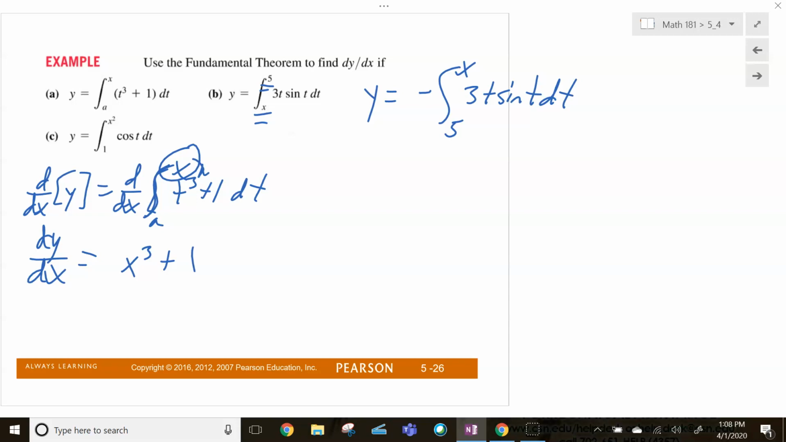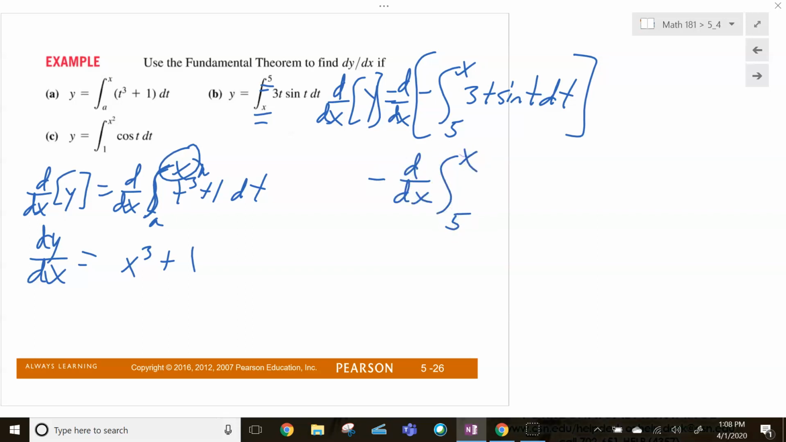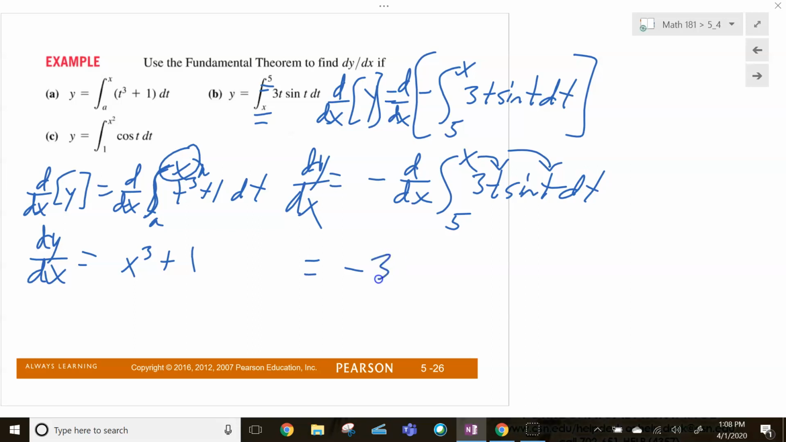Now we take the derivative with respect to x on both sides, so d dx. And you can put that negative out front too, so you've got d dx inside, of 3t sine t dt. So dy dx ends up being, now the x goes in anywhere there's a t, because they undo each other, the derivative and integral undo each other. You've got negative 3, oops, that's an x now, sine of x. So negative 3x sine of x.